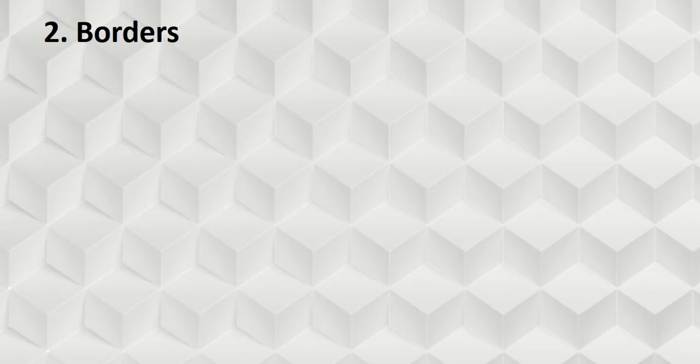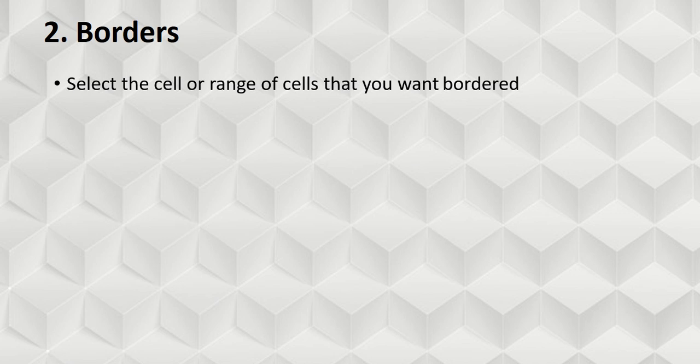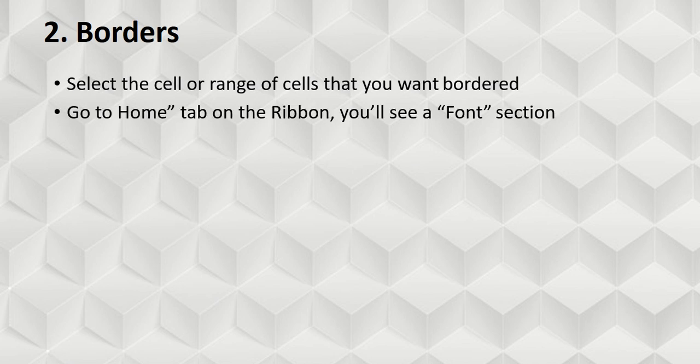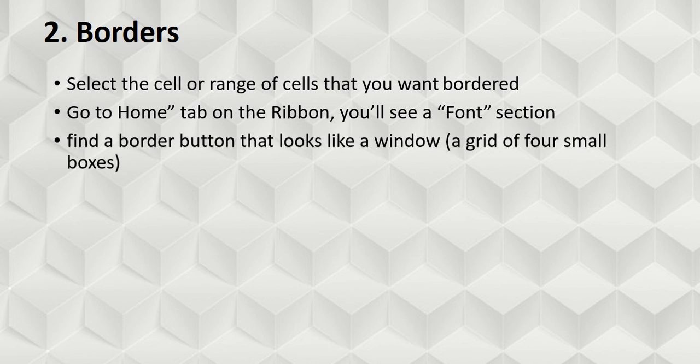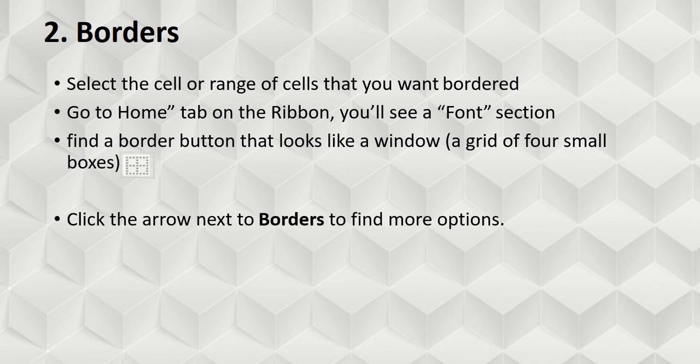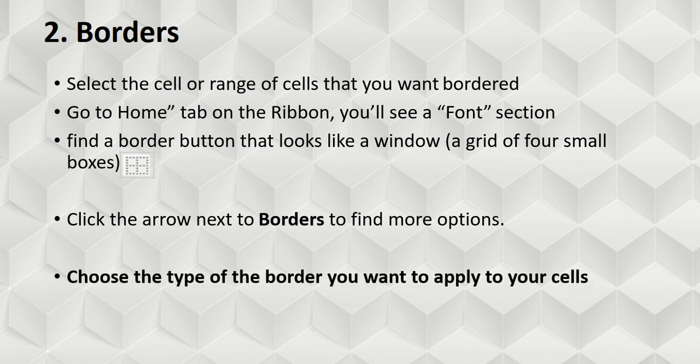How to apply borders? You can select the cell or range of cells that you want bordered. Go to Home tab on Ribbon, you will see a font section. Find a border button that looks like a small grid, just looks like this one, and then click the arrow next to borders to find more options, and then choose the type of border you want to apply to your cell.